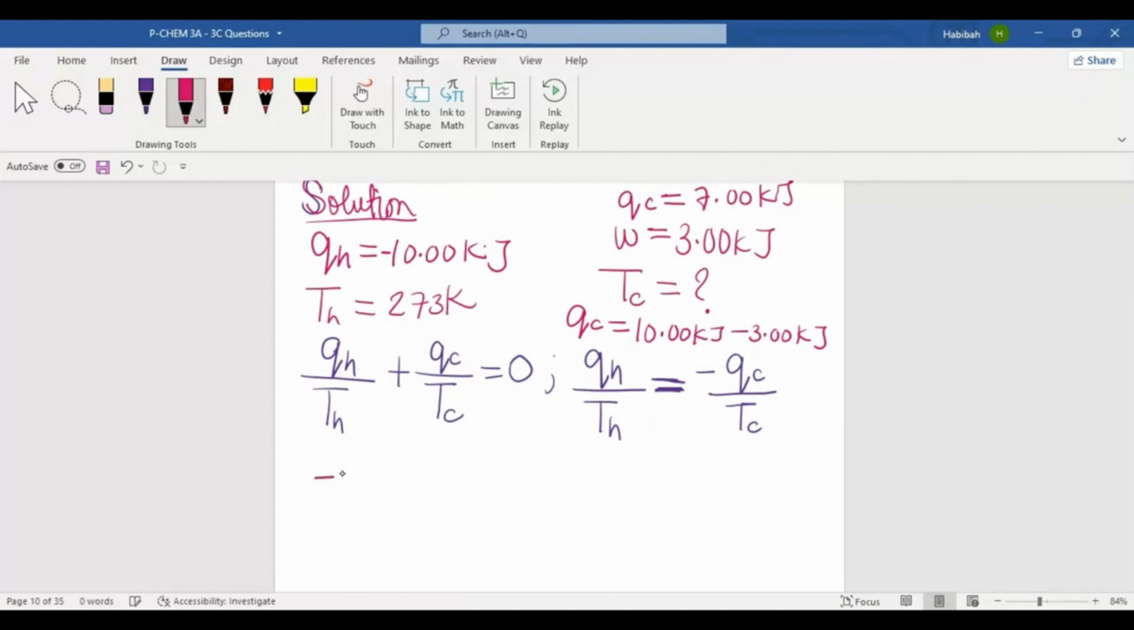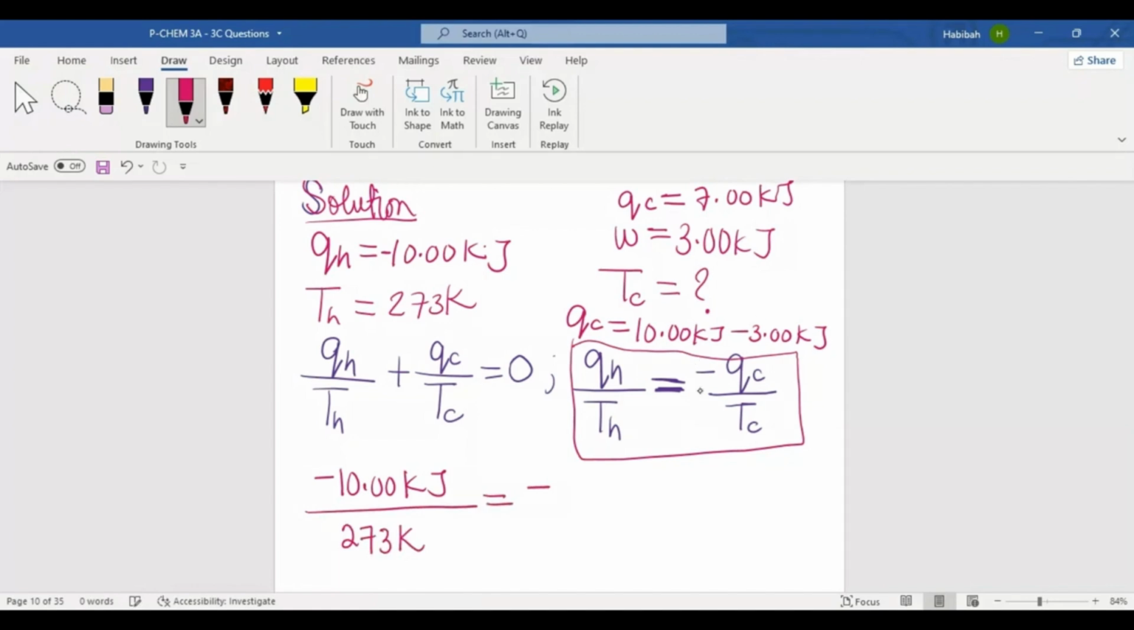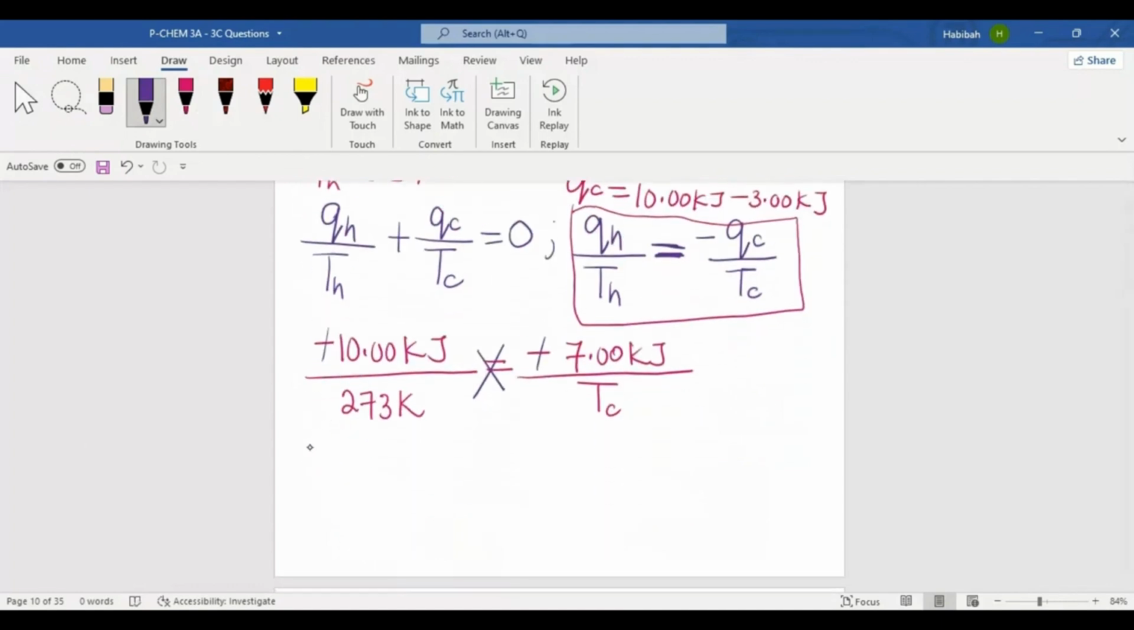So we have 10.00 kilojoule. We're substituting into this equation right here: 10.00 kilojoule divided by the temperature of the hot source, which is 273 Kelvin, equals negative QC, which is 7.00 kilojoule, divided by TC, the temperature of the cold sink. So of course, cancel out this, cancel out this. You cross multiply, so you have 10.00 kilojoule times TC is equal to 7.00 kilojoule times 273 Kelvin.